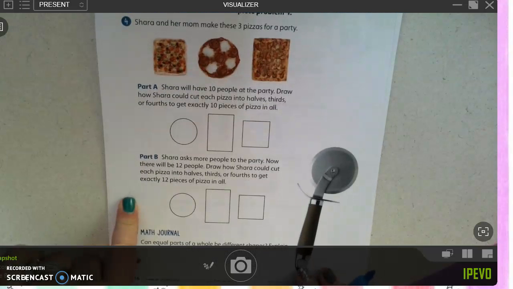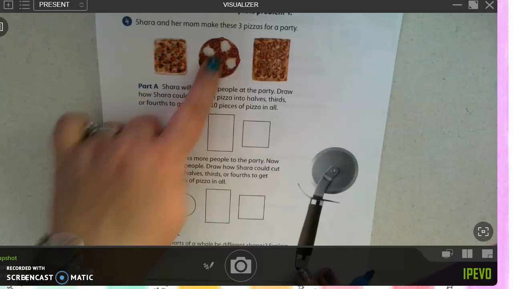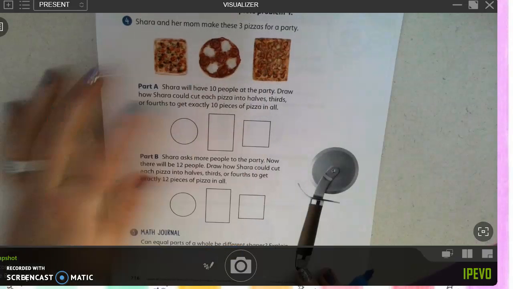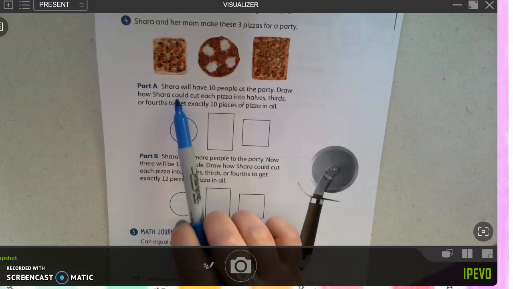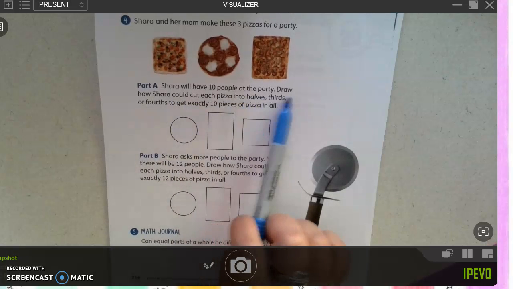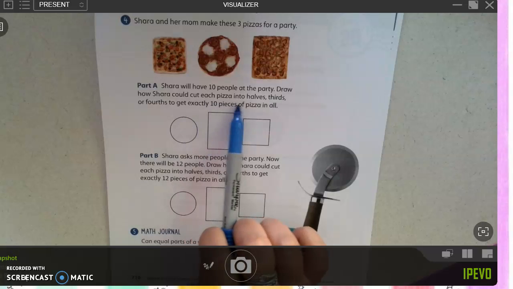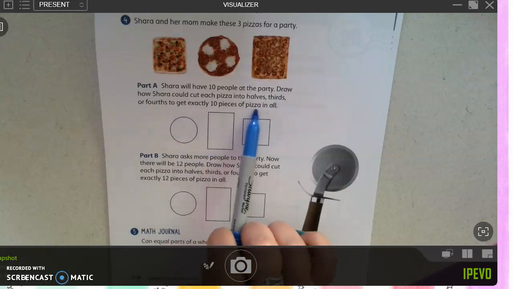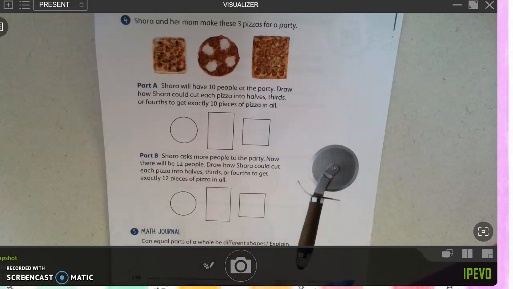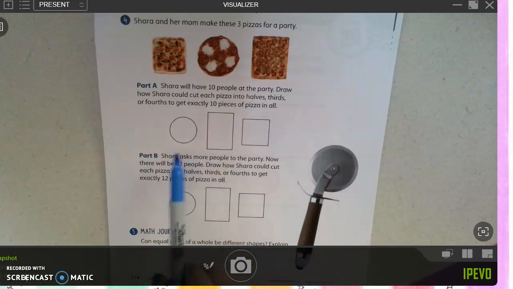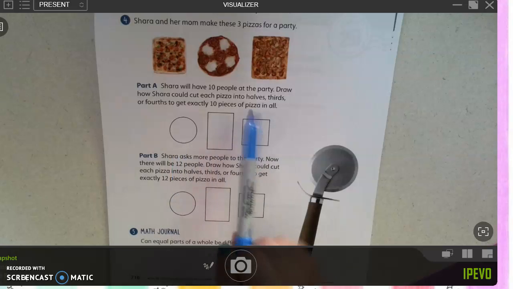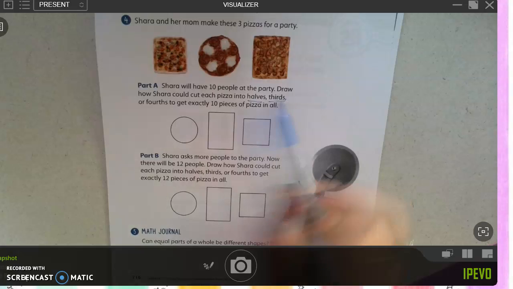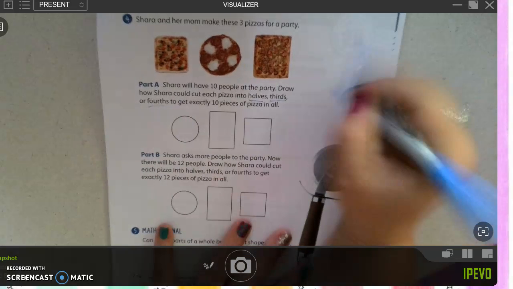This has 2 parts, okay? So this is our circle pizza, this is our rectangle pizza, and this is our square pizza. Shira will have 10 people at the party. Draw how Shira could cut each pizza into halves, thirds, and fourths to get exactly 10 pieces of pizza in all. So one of these pizzas needs to be cut into halves. One needs to be thirds. One needs to be 4.